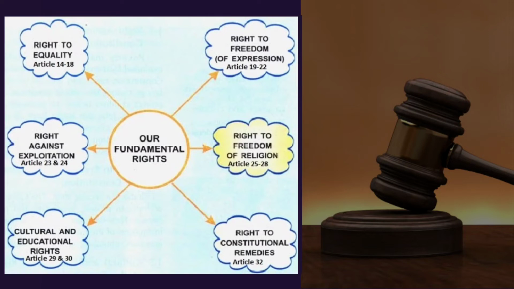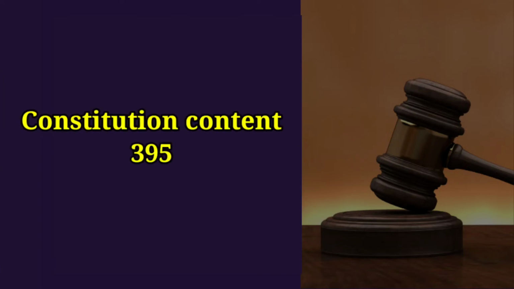Now viewers, it is to be noted that the Indian Constitution was considered the most lengthy written constitution in the world. Actually, this credit goes to the Yugoslav Constitution, which has surpassed ours in length. The original Constitution contained 395 articles and 8 schedules.